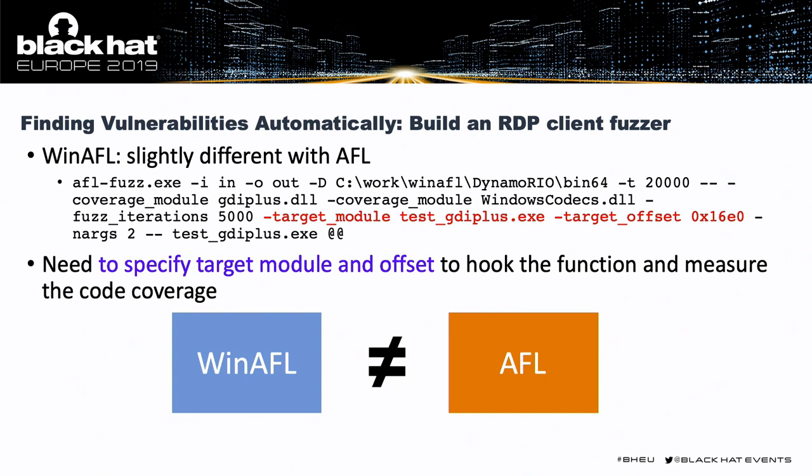WinAFL is very similar to AFL. However, WinAFL is given a specified target module and offset to hook the function and measure the code coverage. AFL works by automatically setting the code coverage measurement interval to the beginning of the program run. This is the difference between using AFL and WinAFL.